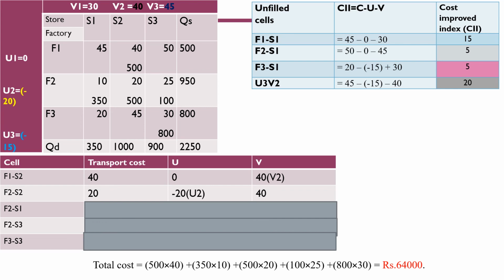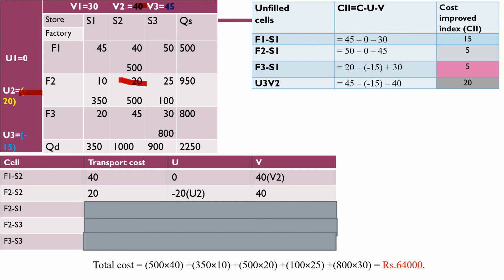Therefore, in the F2 S2 cell, we can see the transportation cost as 20. We have already calculated the V value as 40. Therefore, how to arrive at this 20? We know that this 20 represents the row value plus column value. If this V value is 40, then we have to deduct 20 to arrive at the positive 20. Therefore, U2 value should be minus 20.